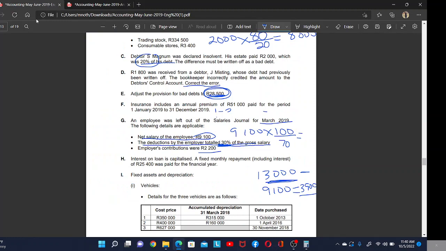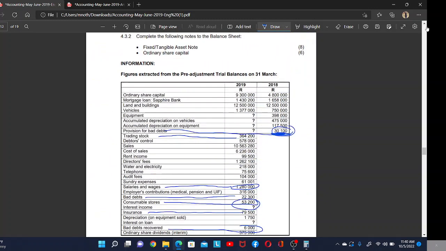Okay, let's continue. Interest on loan is capitalized. A fixed monthly repayment including interest of 25,400. So they were supposed to say 254,000 here, not 25,000. They were supposed to say that. Now let's go and check our loan.